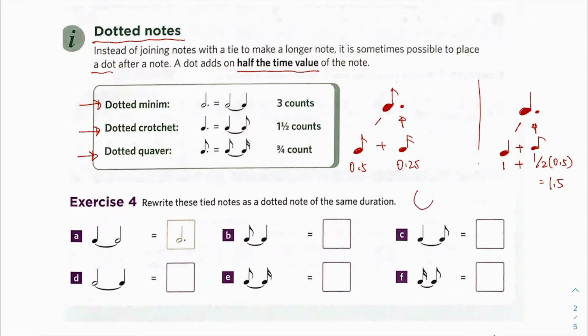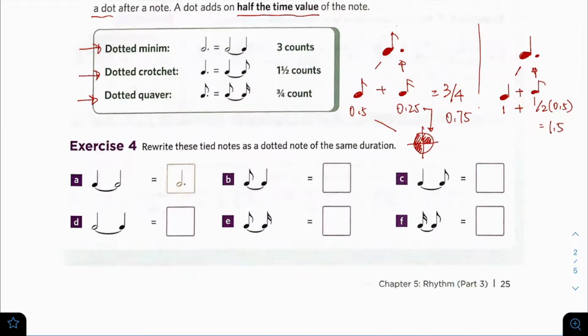So if I draw a circle here, separated into 4, the first part is worth 0.5. The second part is worth a quarter, or 0.25. So altogether we have 3 quarters, or 0.75, whichever is easier for you.